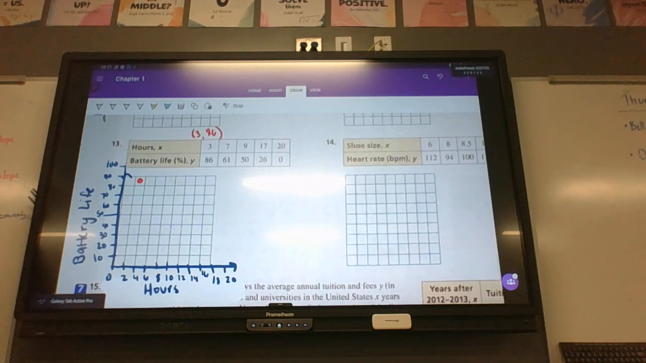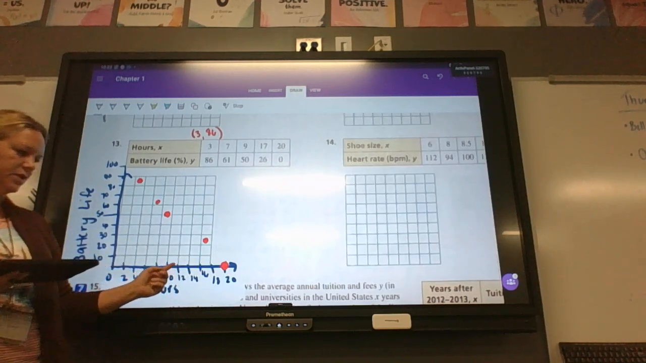7, 61. 9, 50. 17, 26. We're out there. Did it jump a whole bunch? 2, 4, 6, 8, 10, 12, 13. Sure did. And 20, 0. After 20 hours, it was dead. No more battery life. 0%. That happens in between hours 9 and 17 for your carries.